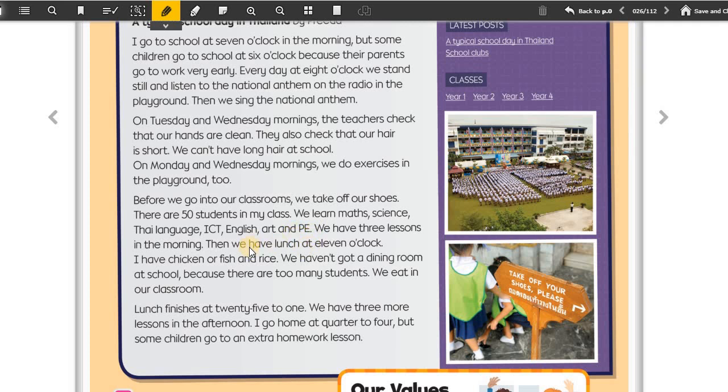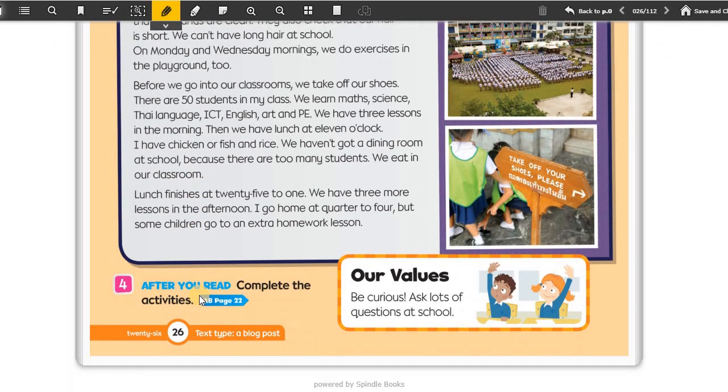Perfect. They don't have a dining room at school, so they eat in their classrooms. We have a dining hall in our schools, but they don't have any dining hall in their schools. So they eat in their classroom. It's very different from ours. Perfect. If you remember the story, it was so amazing to learn new things about new cultures.